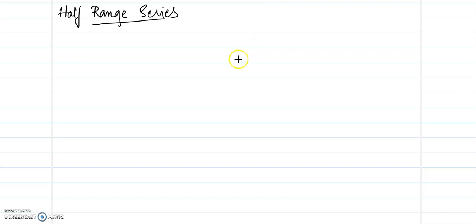Today's class we will move on to the last topic of first module. So that is on half-range series. So we have seen how to find the Fourier series for a given function.